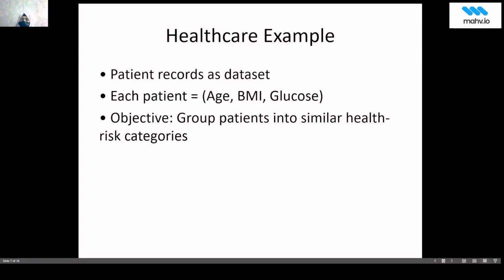For example, take patient records as a dataset. Each patient has age, BMI, glucose, and the objective is to group patients into similar health risk categories. As I told you, for example, patients with the same blood group are separated in one group and others are in another group.